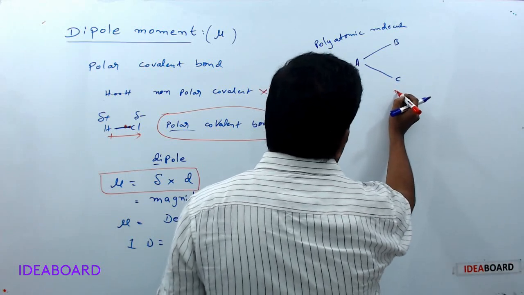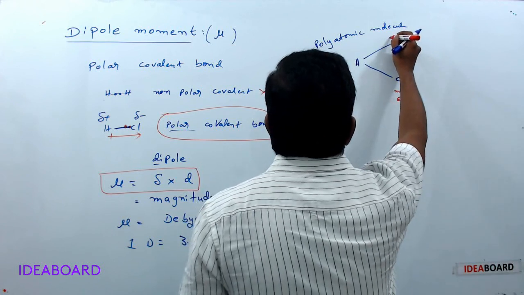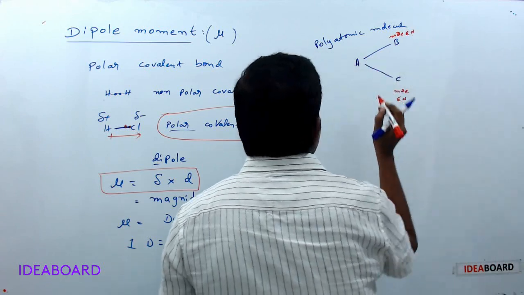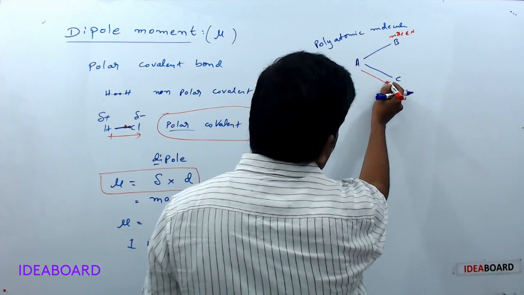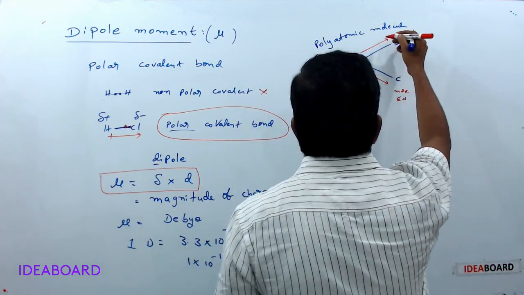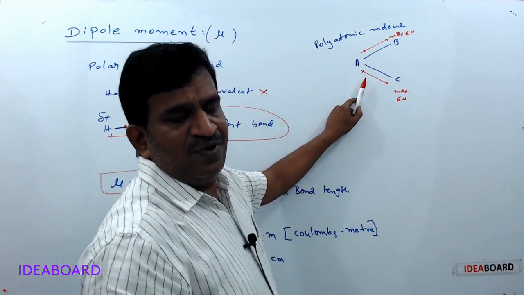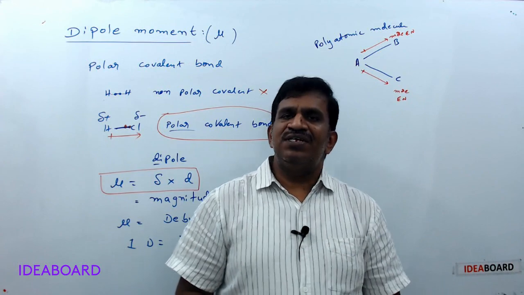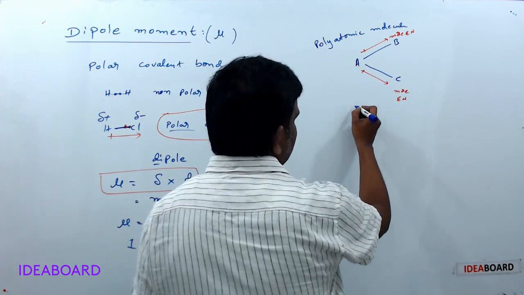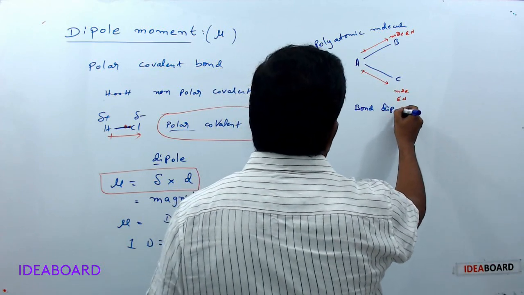For example, this is considered as the more electronegative atom, and this is less electronegative. Then the dipole moment of this bond is indicated like this and the dipole moment of this bond is indicated like this, and this is called a bond dipole. For a polyatomic molecule, each bond contains a dipole moment which is called a bond dipole.